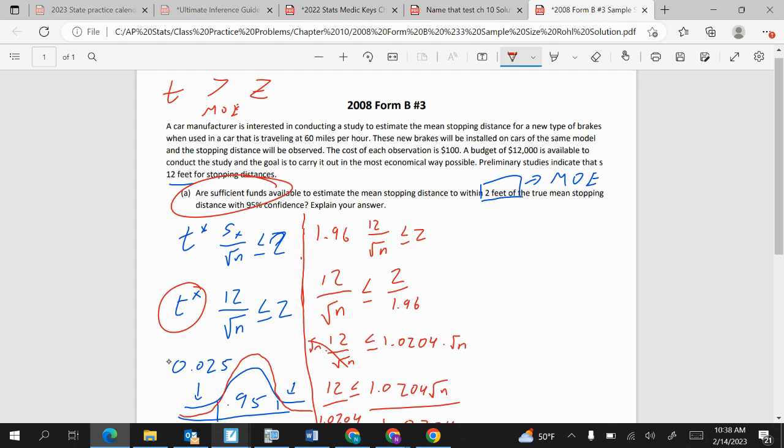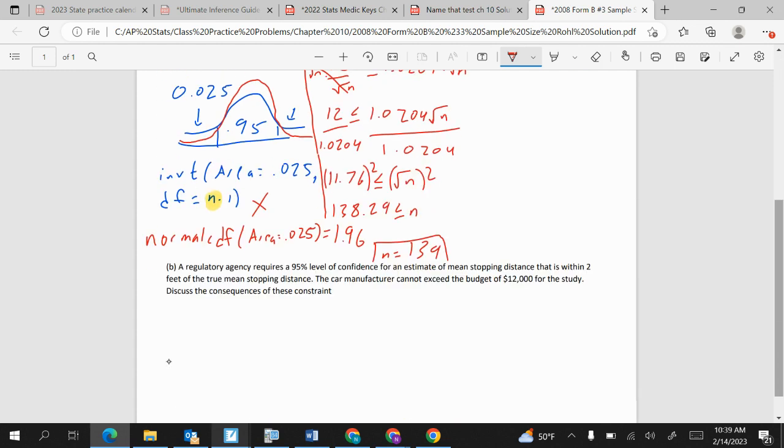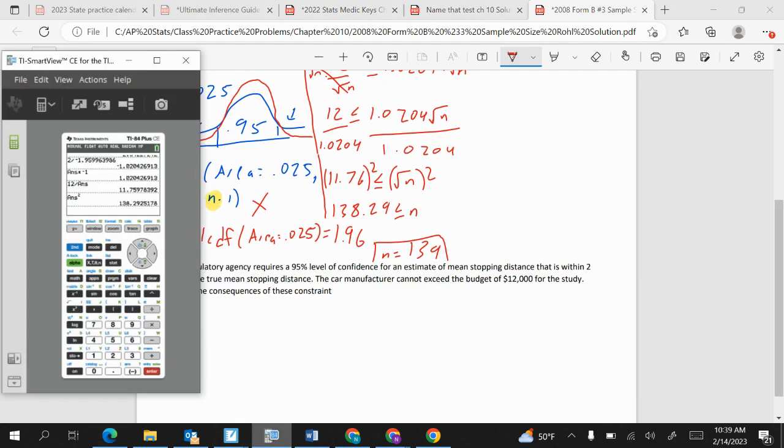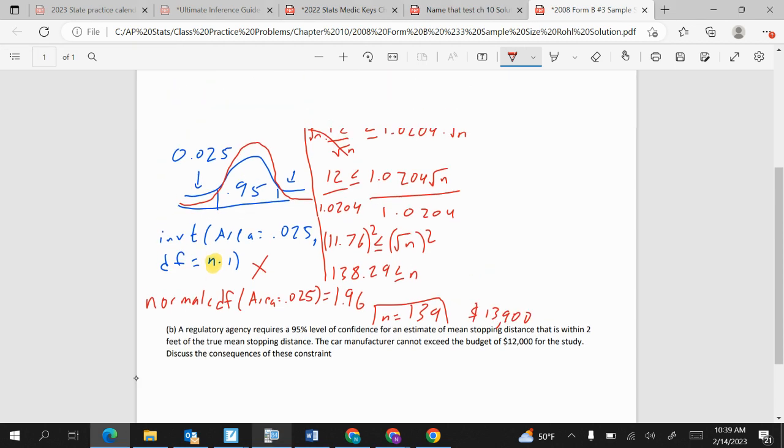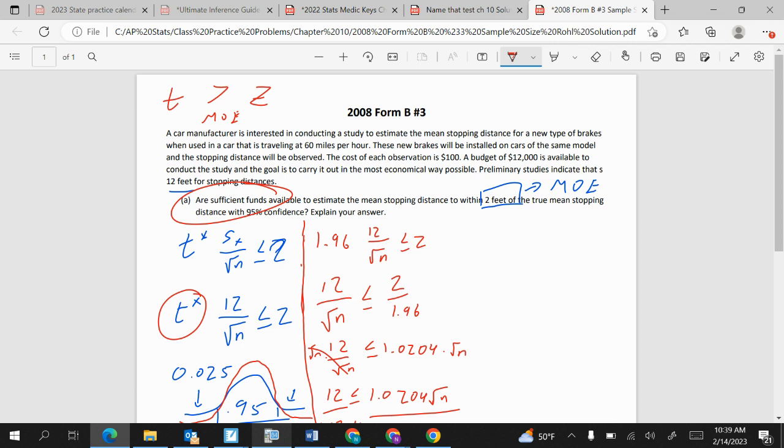Okay. Well, there's $100 for each trial to be run. And so take that 139 times 100. That's going to cost $13,900, which is not in our budget. So we do not have enough funds.